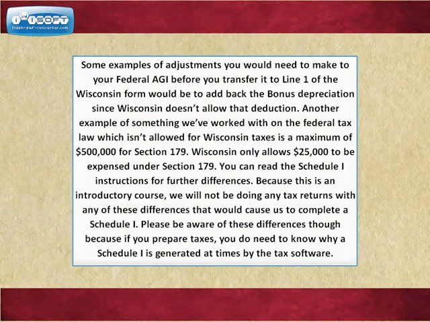Some examples of adjustments you would need to make to your federal AGI before you transfer it to line 1 of the Wisconsin form would be to add back the bonus depreciation, since Wisconsin doesn't allow that deduction. Another example of something we've worked with on the federal tax law, which isn't allowed for Wisconsin taxes, is a maximum of $500,000 for Section 179. Wisconsin only allows $25,000 to be expensed under Section 179. You can read the Schedule I instructions for further differences.